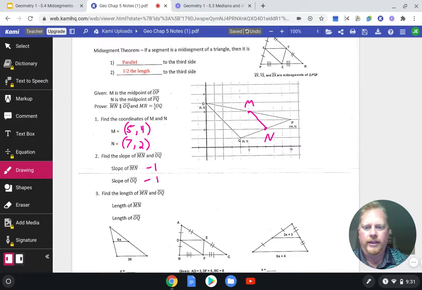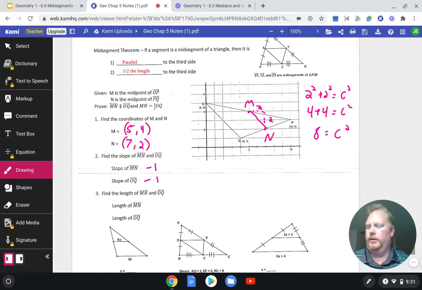Find the length of MN. So the length of MN, if I do a right triangle here and do some Pythagorean theorem, 2 squared plus 2 squared equals c squared. So 4 plus 4, and then I take the square root of both sides. Let me punch that in my handy dandy calculator. So the square root of 8 is 2.8.